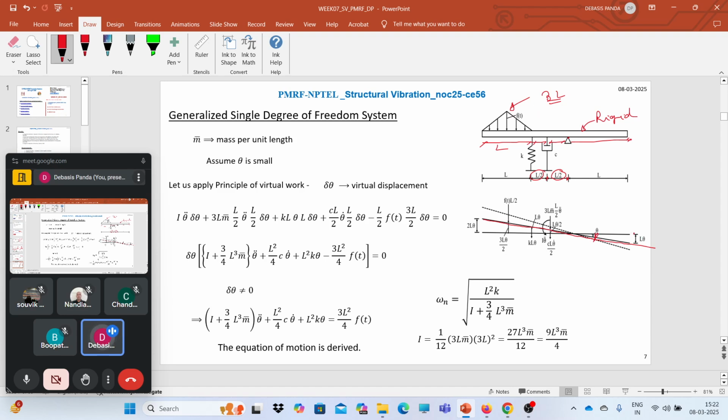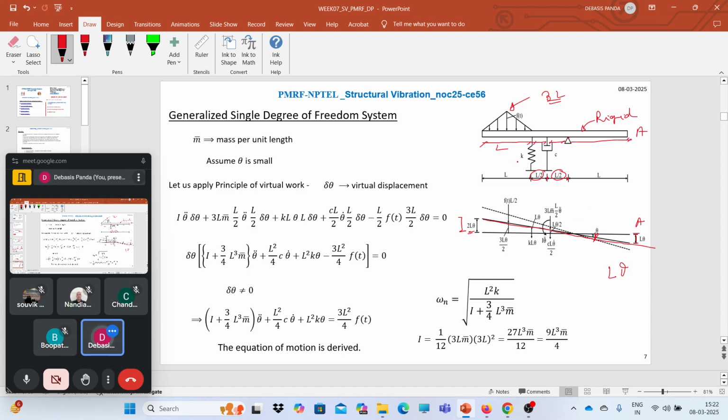So what will be the displacement at this end? Say, for example, this end is A. If theta is small, obviously the displacement at that point will be L theta. What will be the displacement at the other end? From the hinge, the distance of this other end is nothing but 2L. So this ordinate will be nothing but 2L theta.